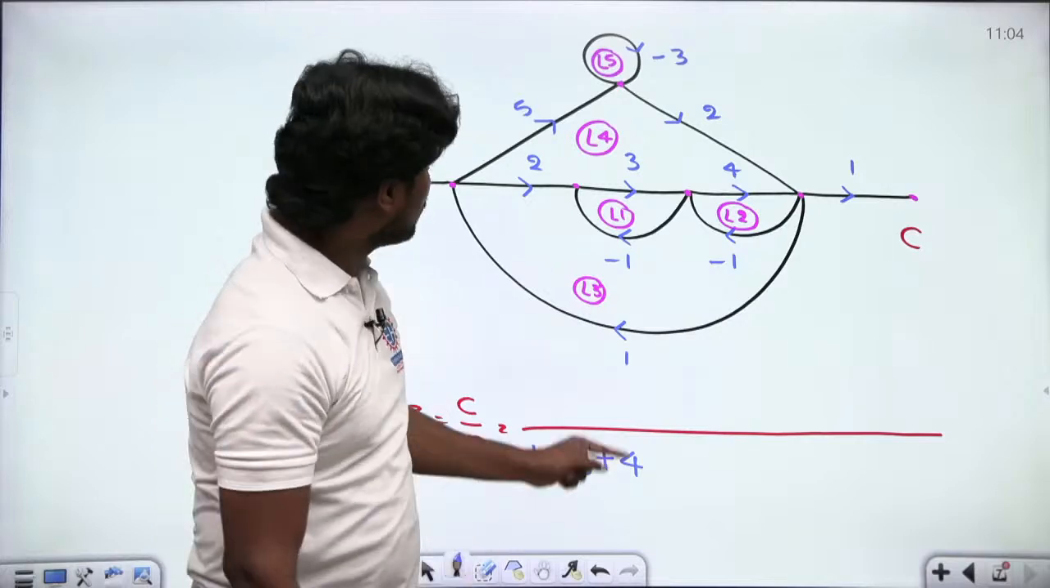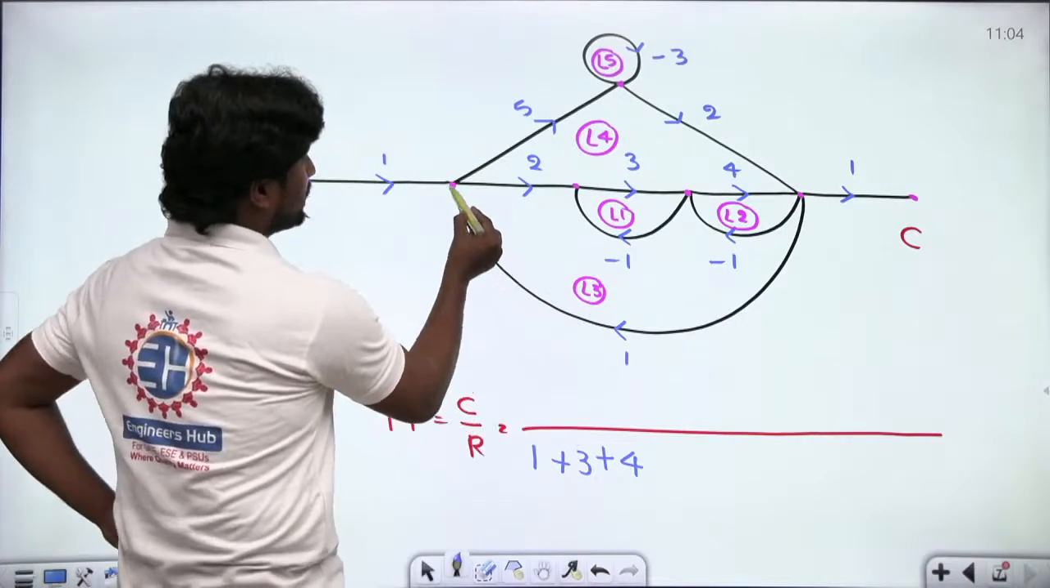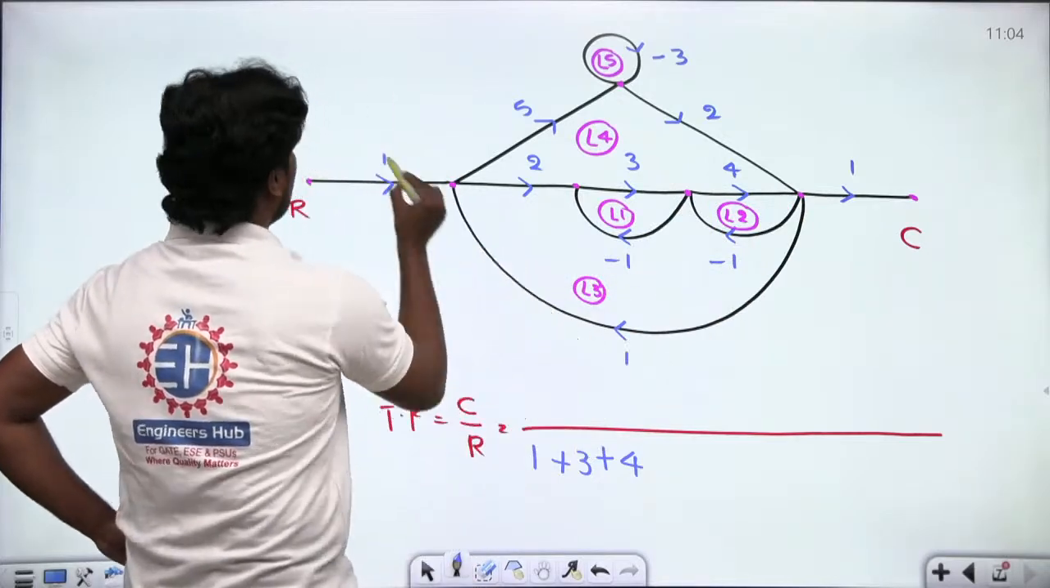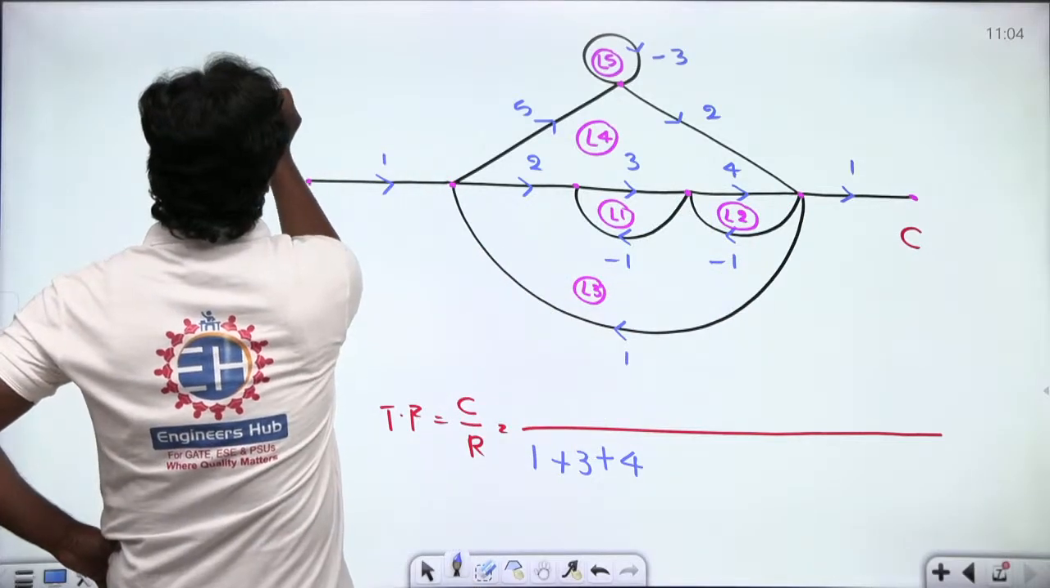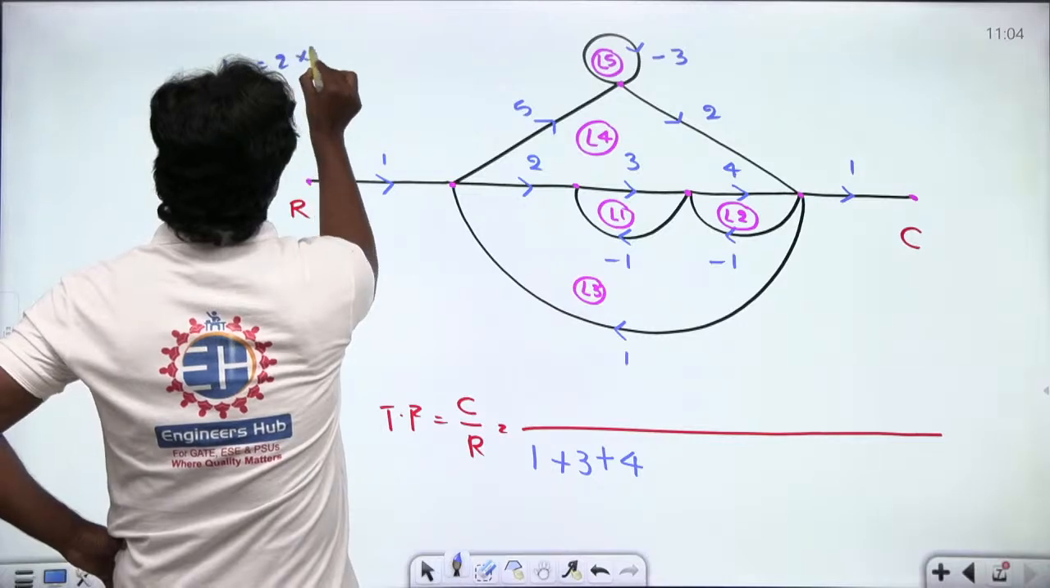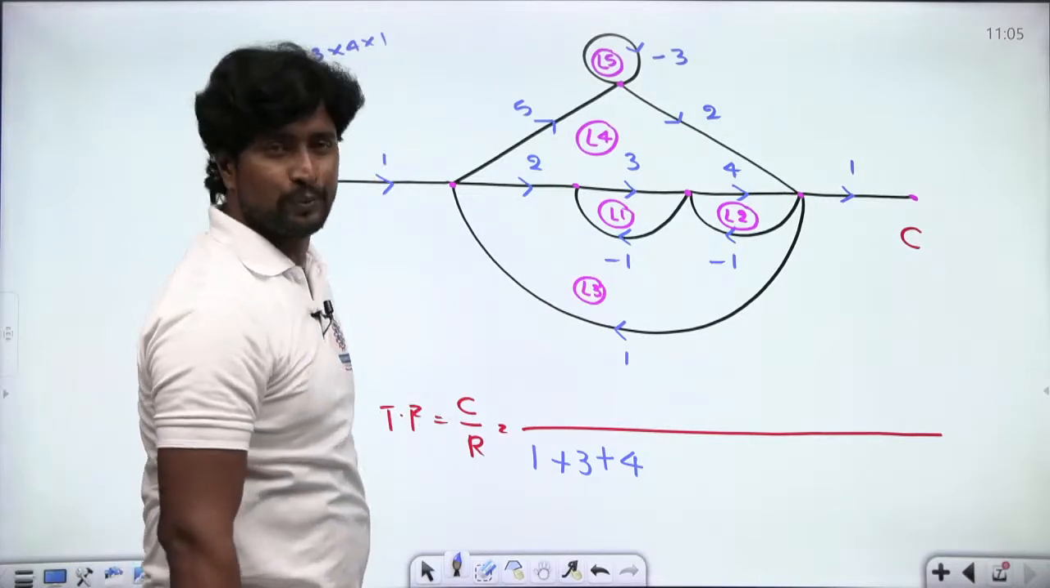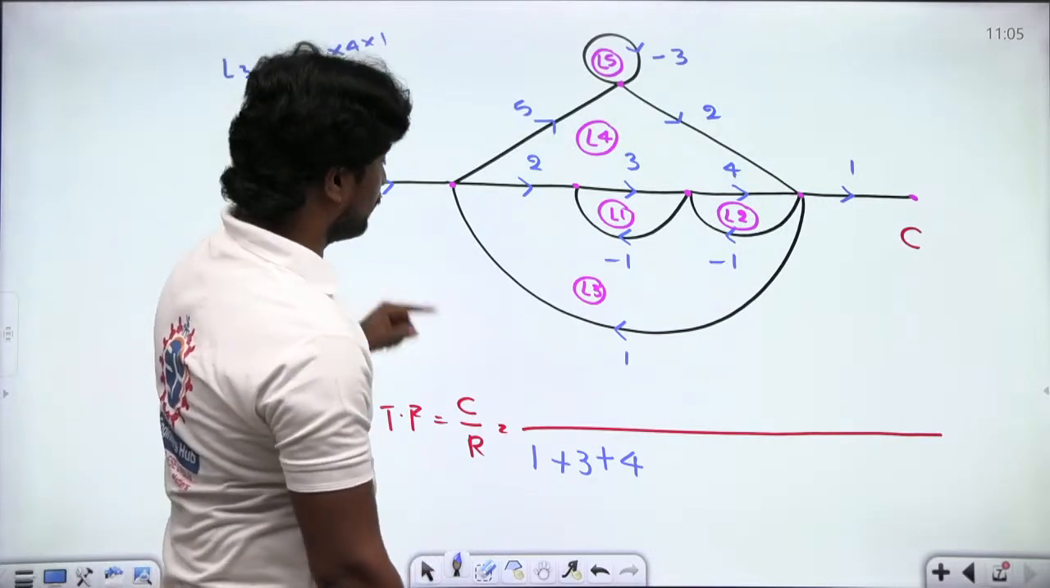Got it? Next, loop 3. So what is loop 3? 2 into 3 into 4 into 1. That is loop 3. Guys, loop 3 is 2 into 3 into 4 into 1. So 6, 4, 24. 6 into 4, 24.